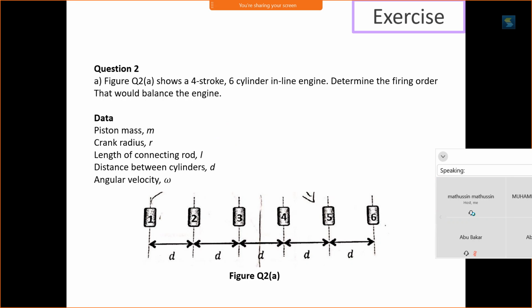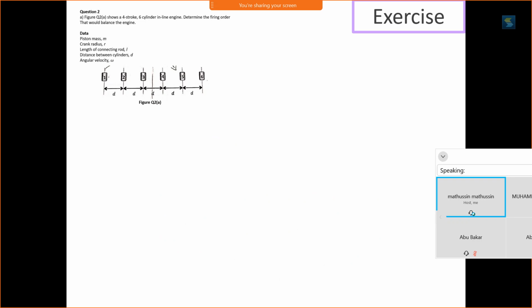Okay, dia tak bagi firing order, tapi kita kena tentukan kita punya firing order. Macam mana nak balancekan kita punya firing order ni? Nak tentukan. Siapa tahu? Sama ada 1, 2, 3, 4, 5, 6 ke? 1, 4, 2, 3, 5, 6 ke? 1, 5, 4, 3, 2, 6 ke? Kenapa penting firing order? So kita tahu kita punya reference planes adalah 720. Okay, first adalah nak tentukan firing order dia.